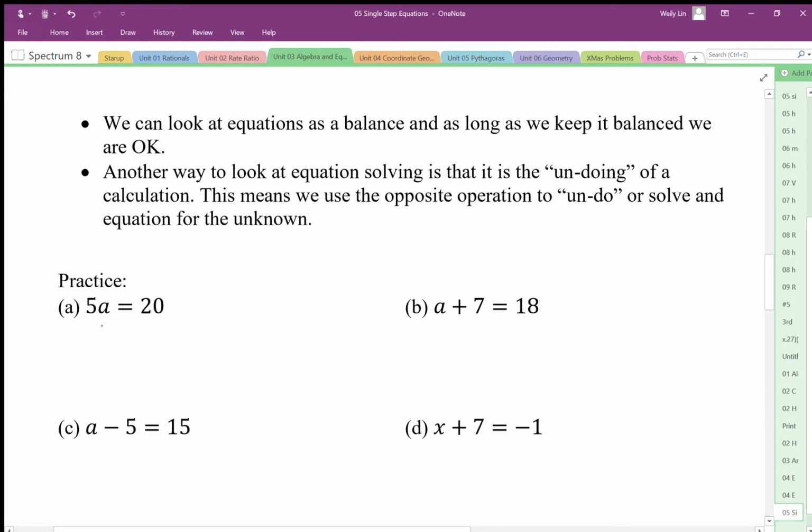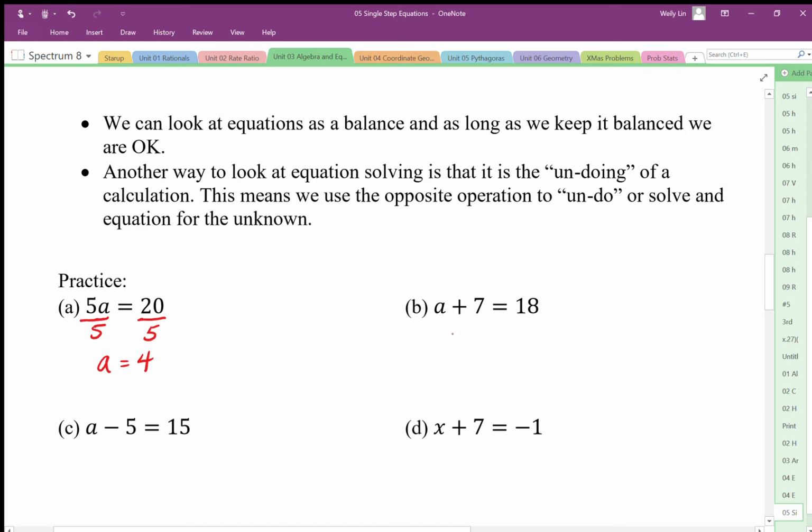So here I have a times by 5, so I want to undo it with a divide by 5, and I want to make sure I balance the equation. Okay, so I do the same on the other side. On the left hand side I get a, on the right hand side I get 4. So 5 times 4 equals 20.